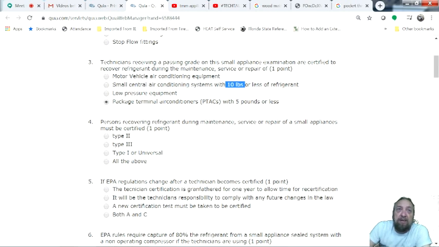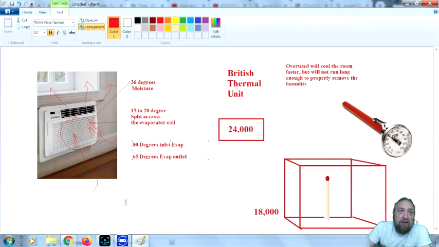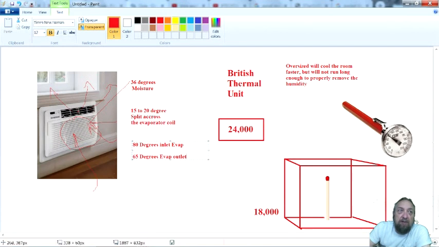Okay. Do you know what a PTAC is? Package Terminal Air Conditioner. You see this unit right here? Yep. That's a PTAC. It's a package air conditioner. It's all packaged together. And I said at the beginning of this lecture tonight, this is part of our class. This is part of type 1. This is part of appliances. Okay?